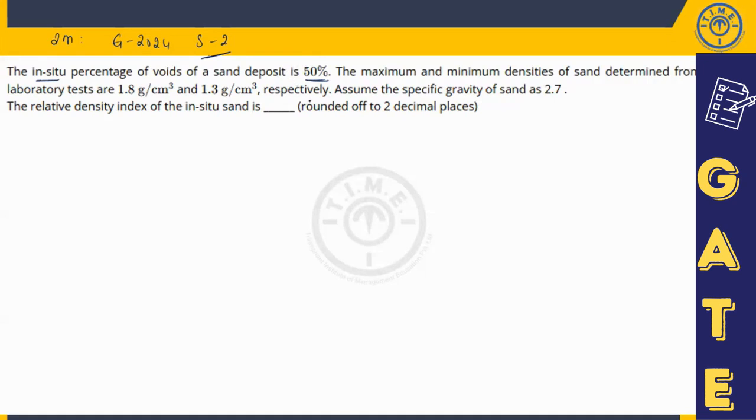Void ratio E is Vv by Vs. Maximum and minimum densities of sand are 1.8 and 1.3. That is gamma d max is given, gamma d minimum is given. Specific gravity of sand 2.7. It's a sand deposit. Relative density index is dash, rounded off to 2 decimal places. It is not asked in percentage, so let's take it in decimals.